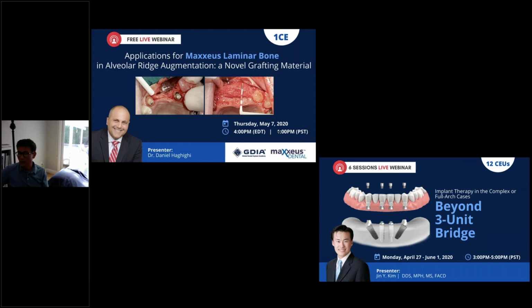For me, like some of the cases I show, the delayed case is a large defect. You cannot completely close it because I'm adding a lot of volume, but you cannot put so much bone and then not be able to close it. For soft tissue, then what's the sense? You're going to make more trouble.